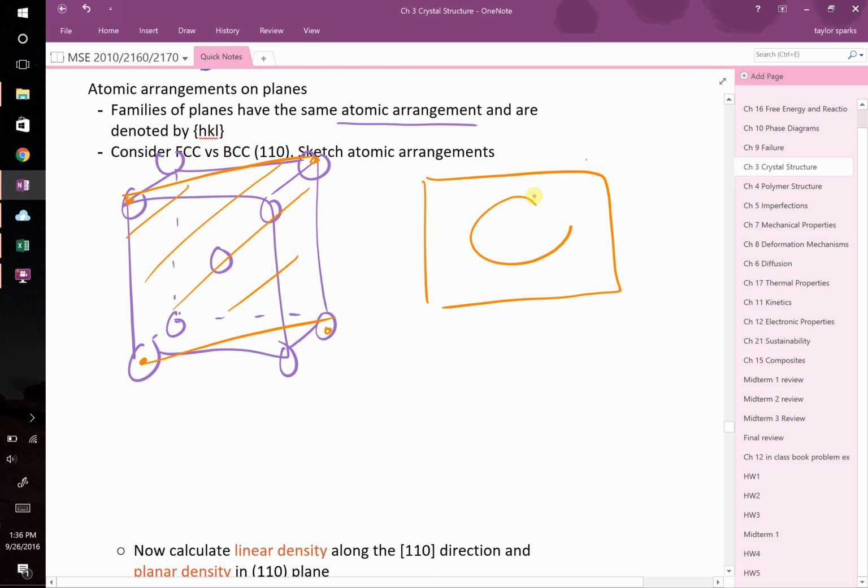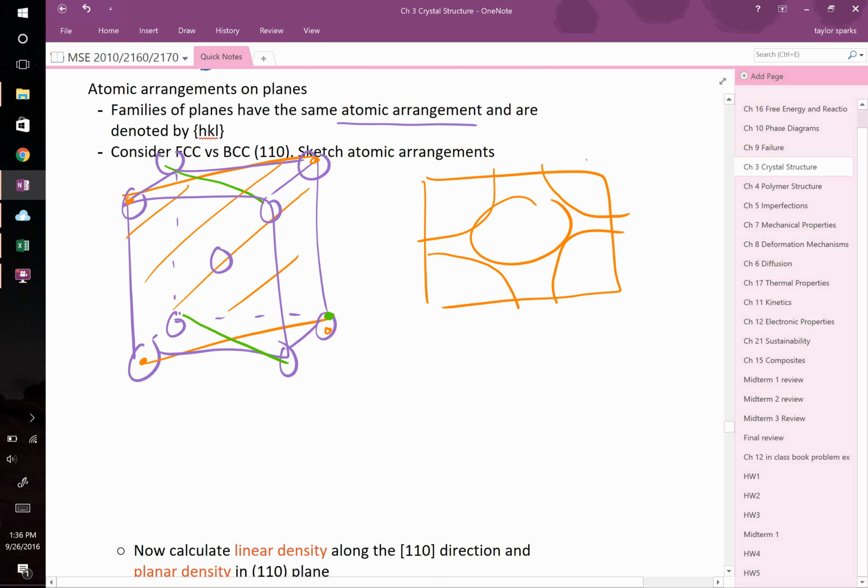And in the BCC, if we drew the atoms to scale, it'd look something like that, where they'd be touching along the body diagonal, right? So there are other planes that have this exact same atomic arrangement, right? We could say, for example, that this plane there has the same one. So how would we label that? Well, pick somewhere that's not its origin, say right there, right?